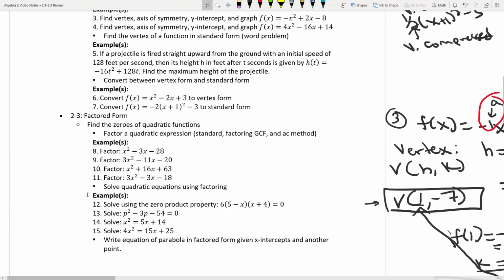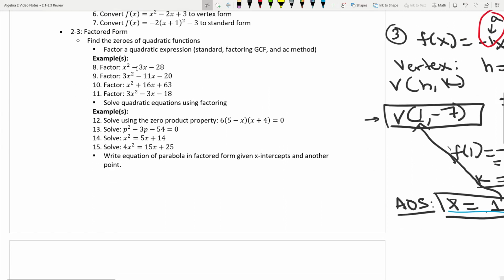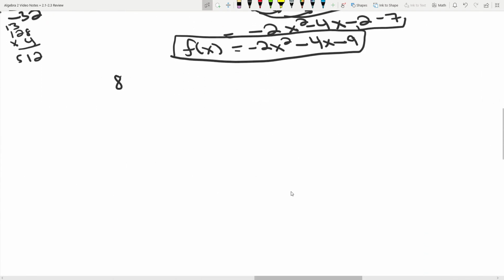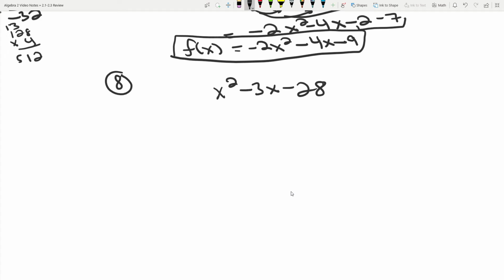Alright, so now let's look at number 8. We want to be able to factor x squared minus 3x minus 28. Let's do that over here. Alright, so if we want to factor this guy, notice that the a is 1. If a is 1, we don't have to do the AC method. So let's go straight to doing our x table. So we need the numbers that multiply to negative 28 but add up to negative 3.